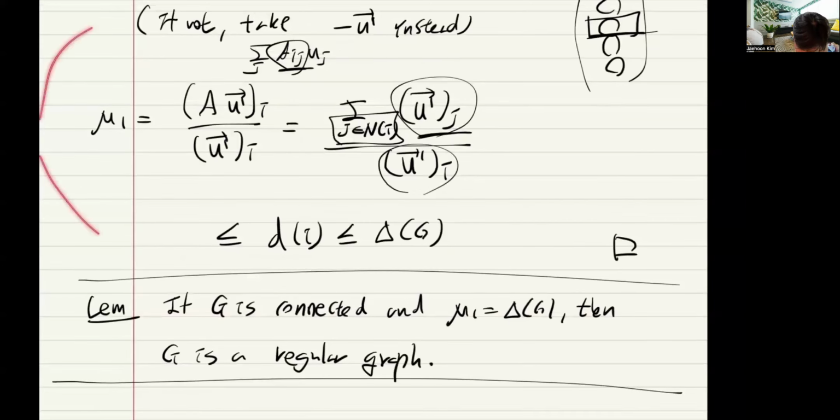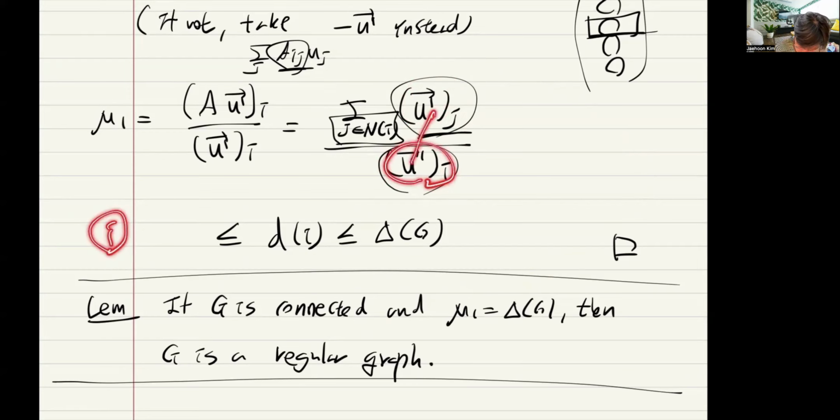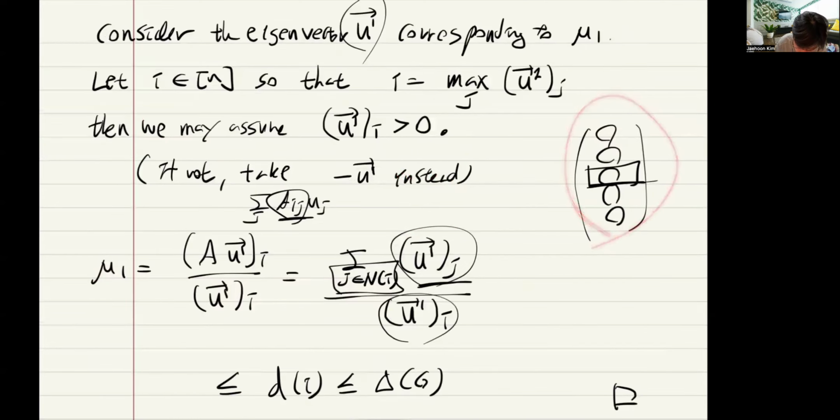Why? You just go through this proof again. If this holds, then what do we have? This and this have to be equality. And this being equality, here you add degree many terms, and then here you have one term. All of them is at most, it's not larger than this one term. So equality means that every term here is the same as this term. That means for i, all of its neighbors j have the same value in this eigenvector.